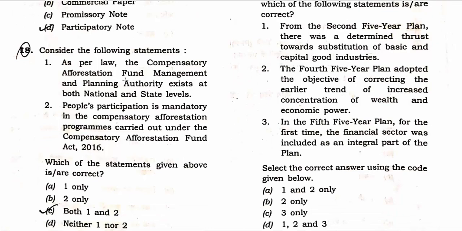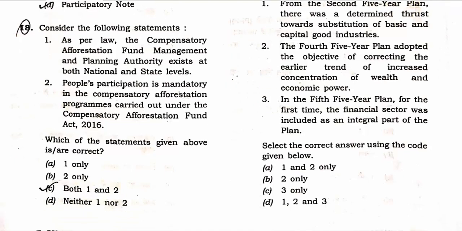As per the law, the Compensatory Afforestation Fund Management and Planning Authority exists at both the national and the state level. If anyone knows about the CAMPA, then they definitely know that statement 1 is exactly correct. As for people's participation being mandatory in the compensatory afforestation programs carried out under the Compensatory Afforestation Fund Act 2016, this can't be, because people's participation can't be mandatory, and it can't be kept up to the mark as well.